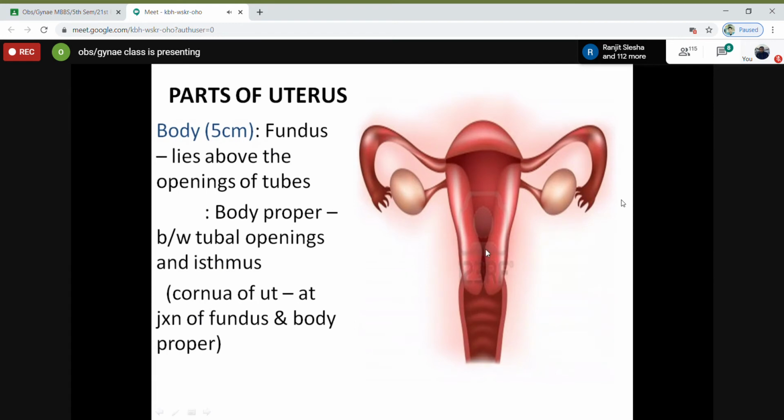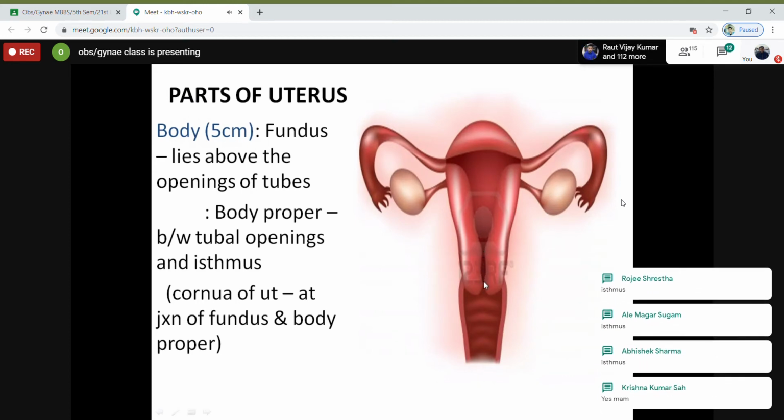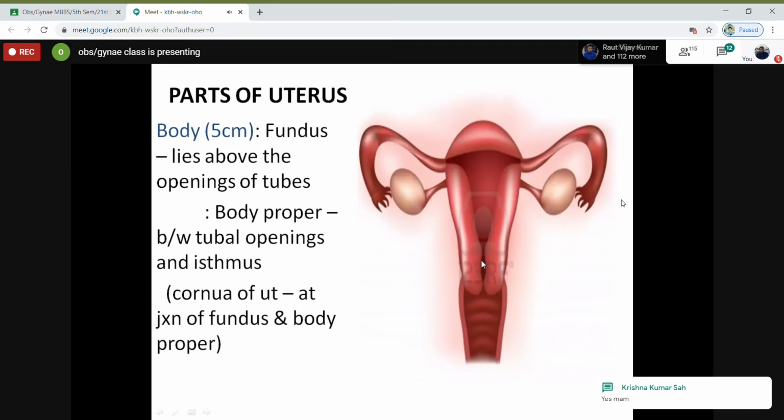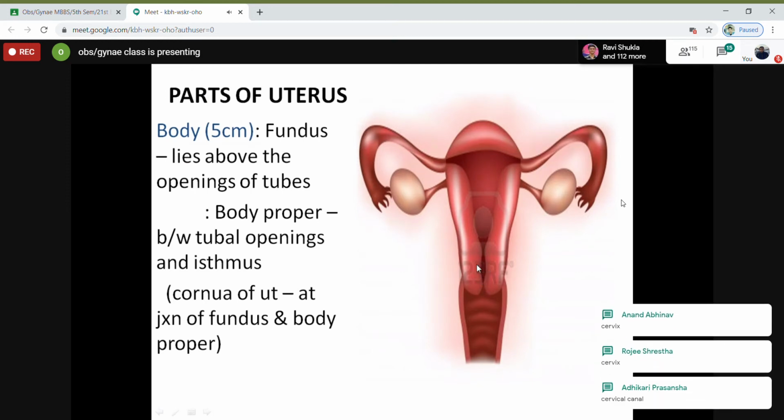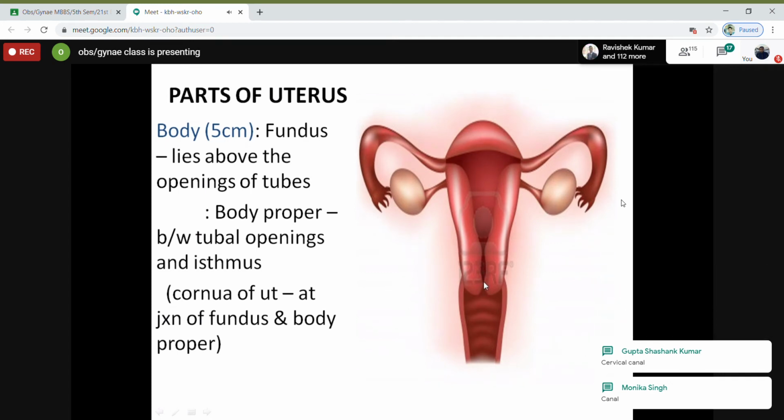Anybody? Are you listening, students? Yes, ma'am. Hello? Okay. What is this? Isthmus. And what part is this? Cervical canal. This is the cervical canal. So you have an internal os over here, and this is the external os.